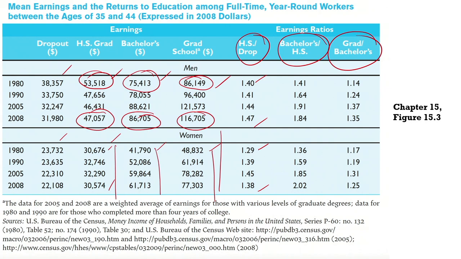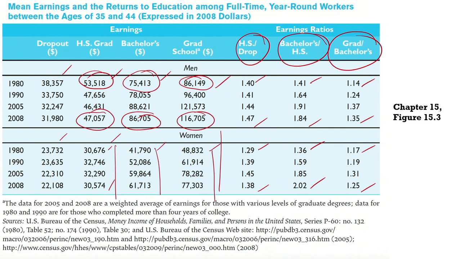In the case of bachelor's versus high school, for men, the ratio increased from 1.41 to 1.84. This indicates a significant increase in the earnings premium for a bachelor's degree over a high school diploma, which means that the returns to education from a bachelor's degree are much higher than that of a high school diploma. For women, you see a much more significant increase, from 1.36 in 1980 to 2.02 in 2008. In terms of grad school, for men, the ratio increased from 1.14 to 1.35. For women, it increased from 1.17 to 1.25.